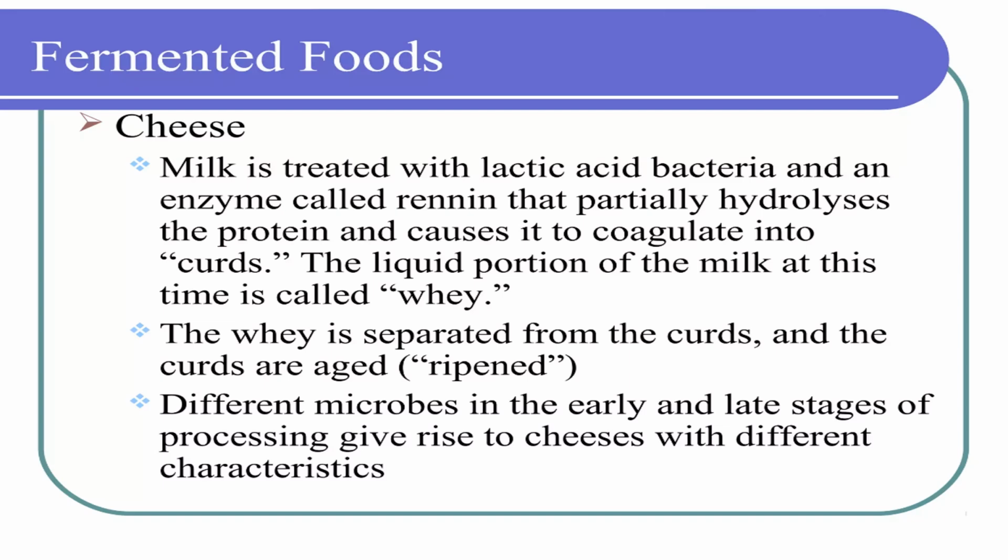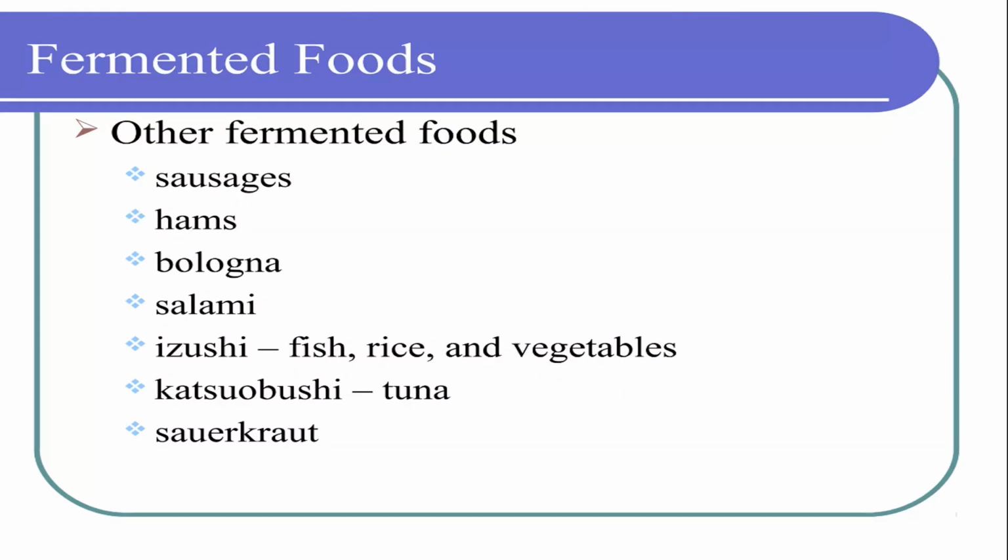Cheese. Milk is treated with lactic acid bacteria and an enzyme called rennin that partially hydrolyzes the protein and causes it to coagulate into curds. The liquid portion of the milk at this time is called whey. The whey is separated from the curds and the curds are aged, that is, ripened. Different microbes in the early and late stages of processing give rise to cheeses with different characteristics.